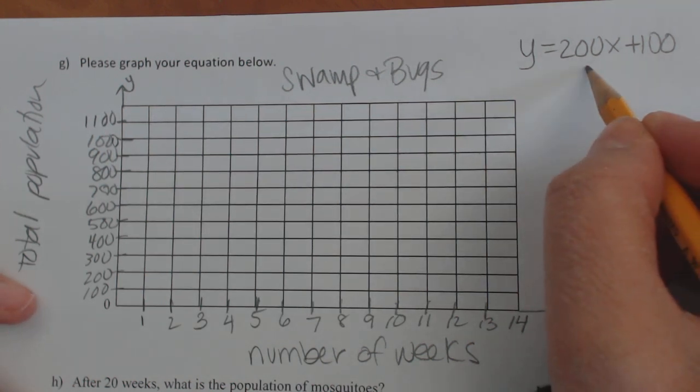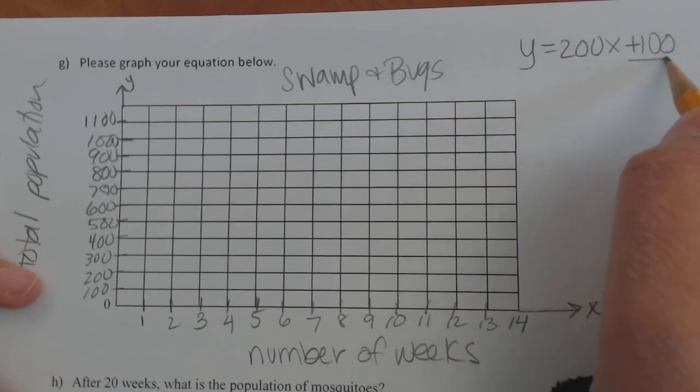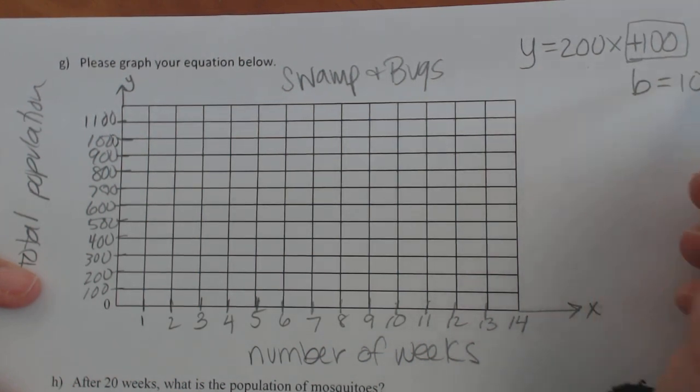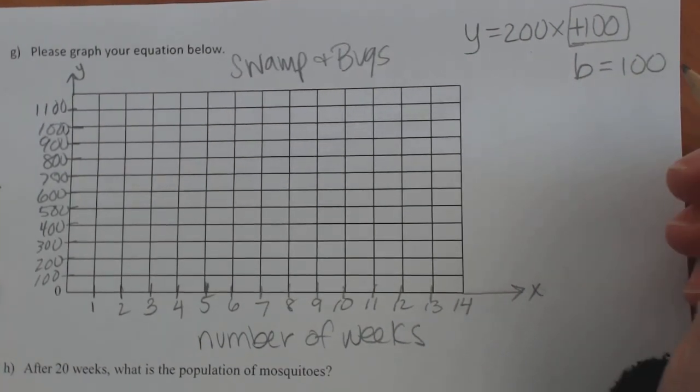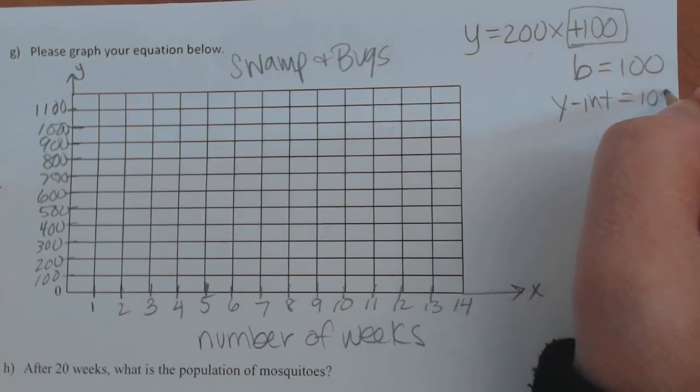So we need to graph this equation. The first thing that we need to do is we need to get our start point. This is our start point. Our start point is our b. So we're starting at 100. This is the y-intercept at 100.